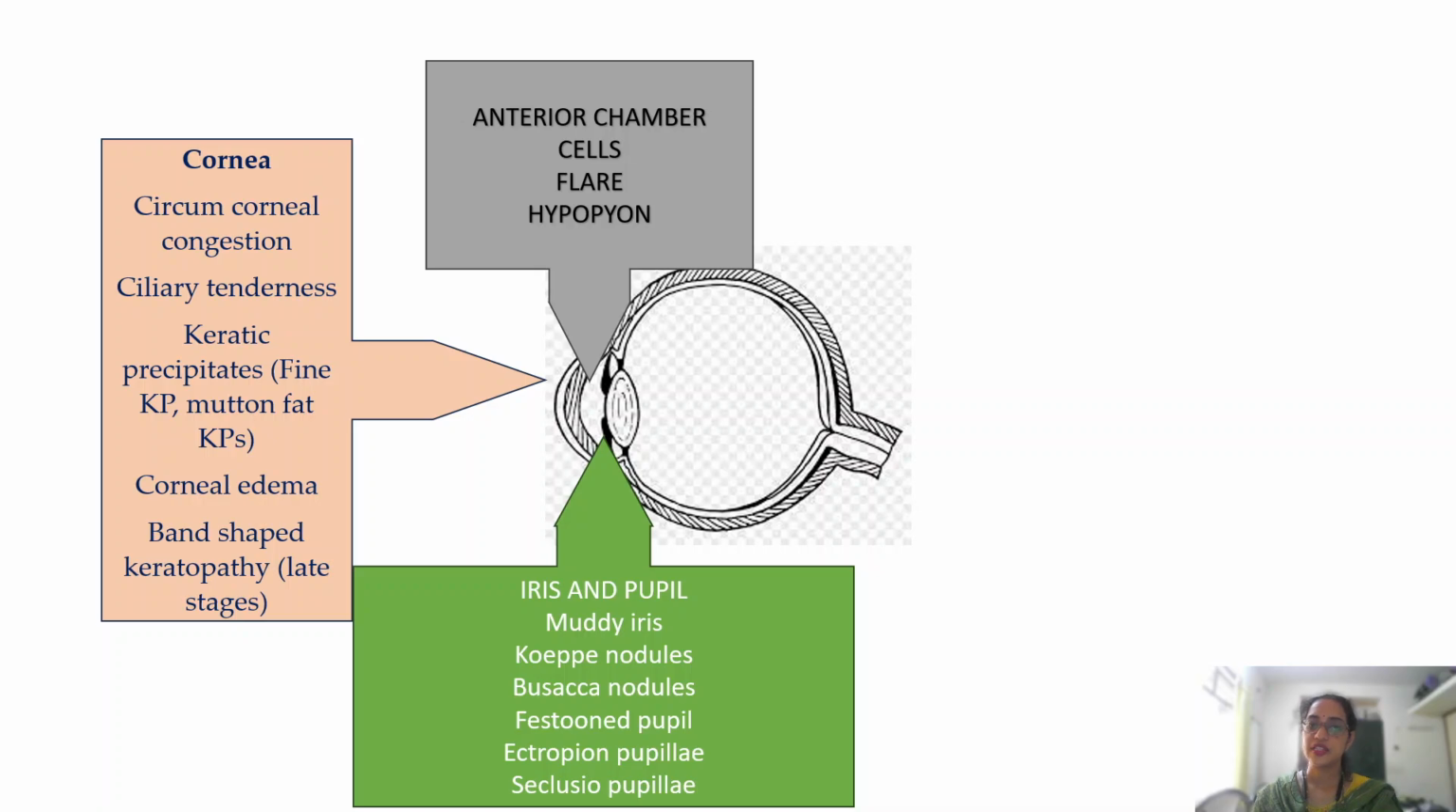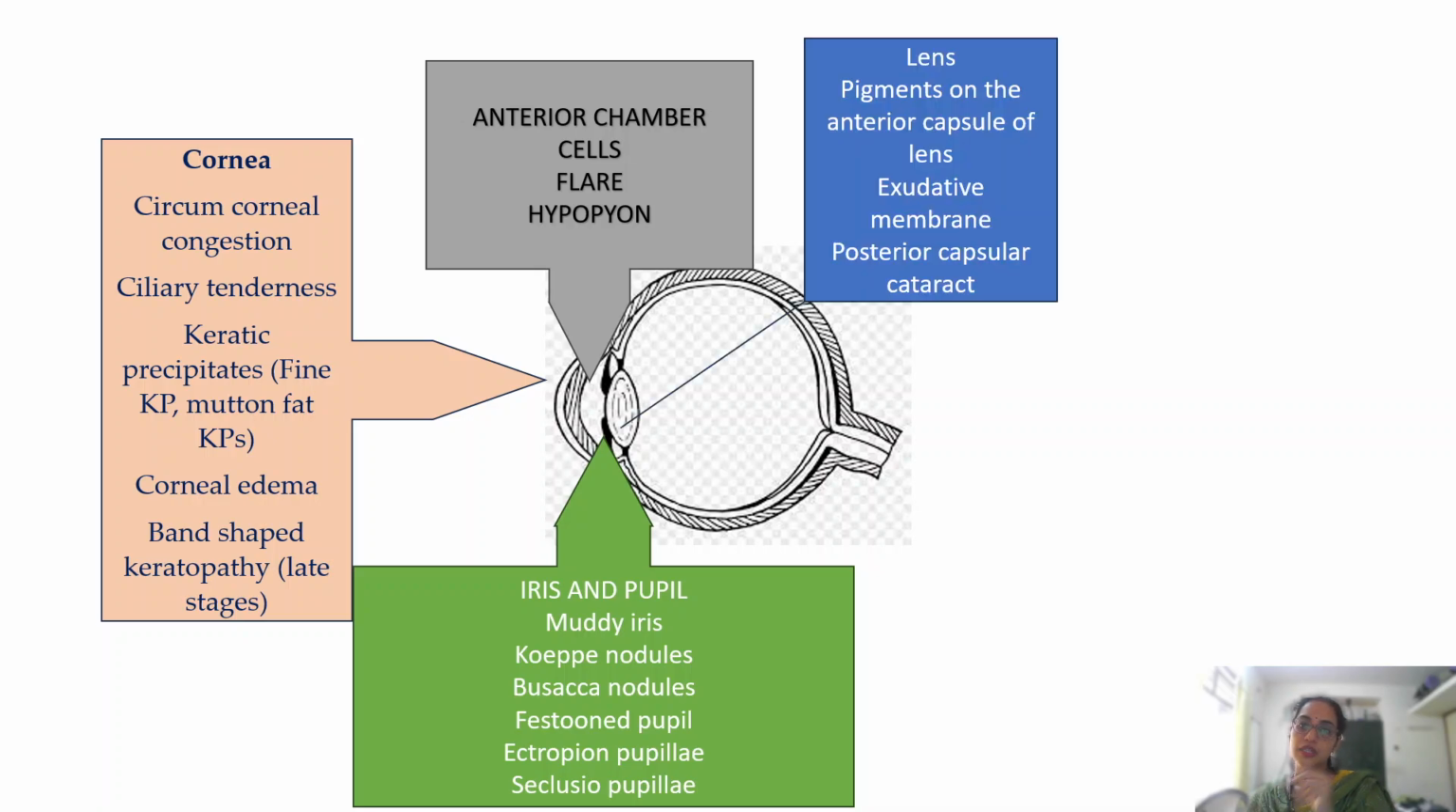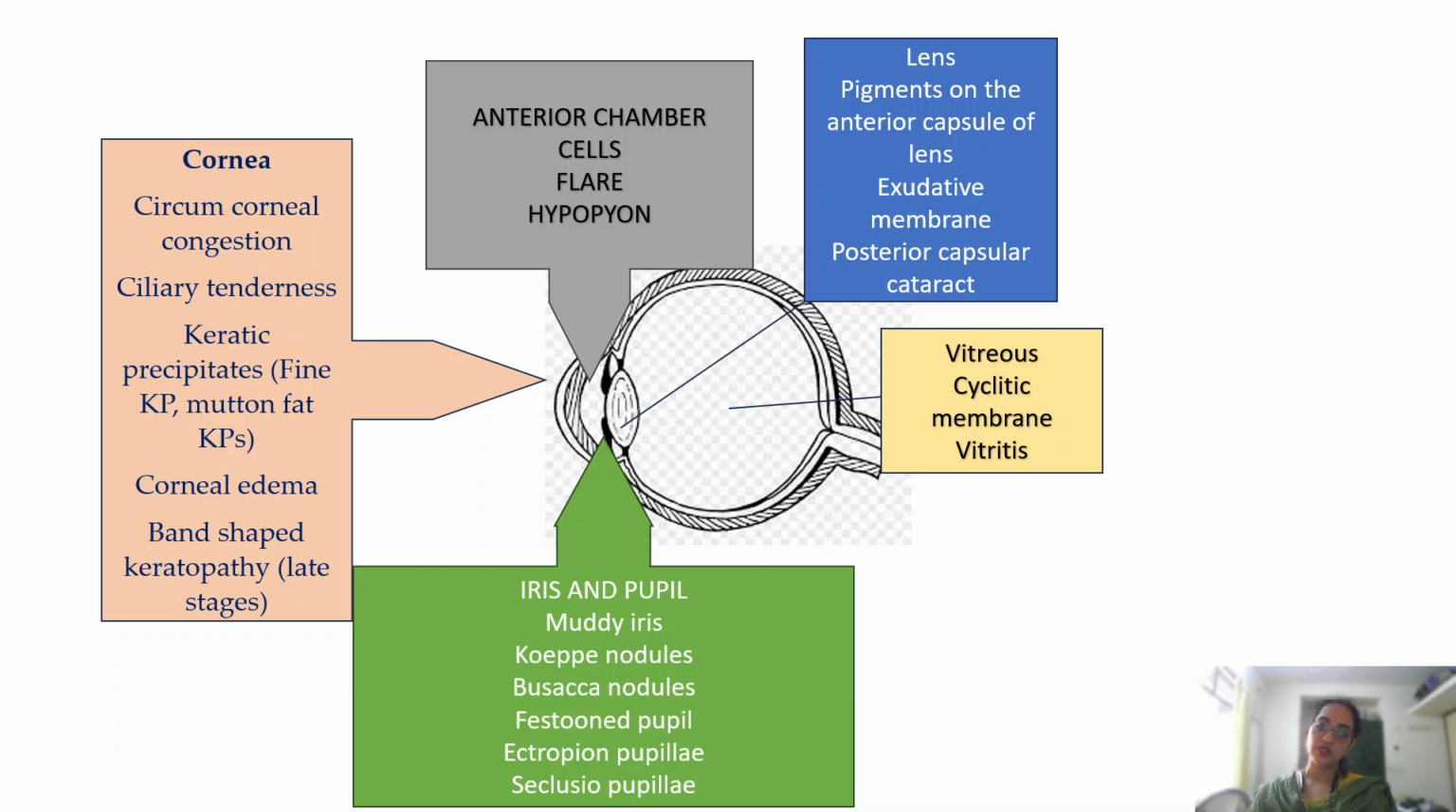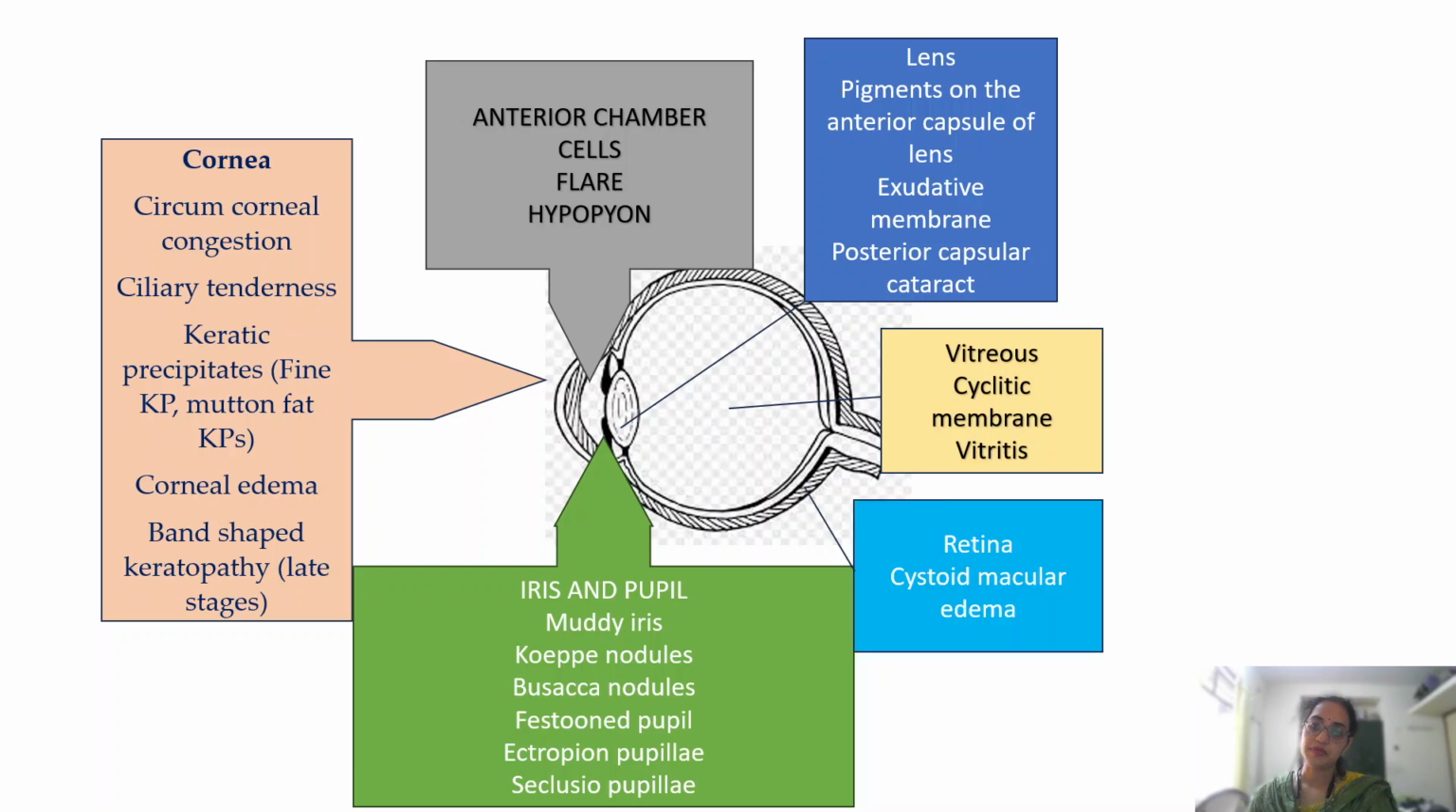Ectropion uveae is when the posterior part of the iris is everted and shown on the anterior surface. Seclusio pupillae is when there are posterior synechiae throughout the circumference of the pupil. Then in the lens, you can see pigments on the anterior lens capsule. You can see a membrane and a posterior subcapsular cataract, also referred to as a complicated cataract. In the vitreous, you can see some spillover of cells from the anterior chamber, so vitritis and cyclitic membrane.